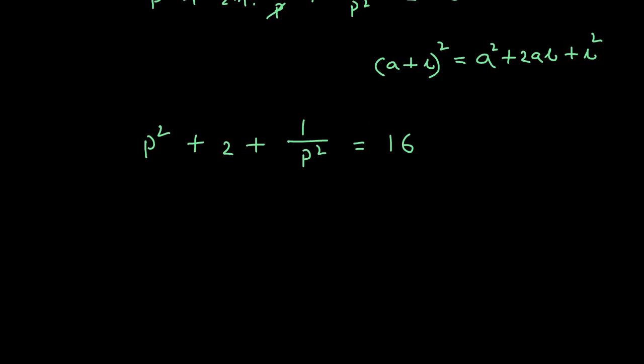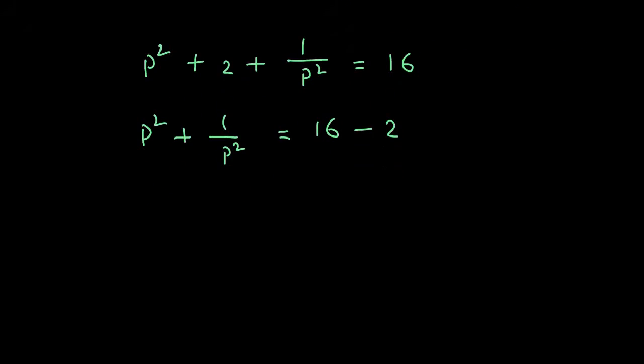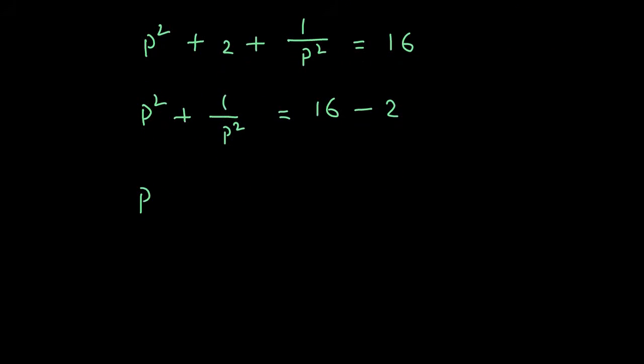We can take 2 on the right side and we can write p square plus 1 by p square equals 16 minus 2. Or we can write p square plus 1 by p square equals 14. We can give this as equation number 1.